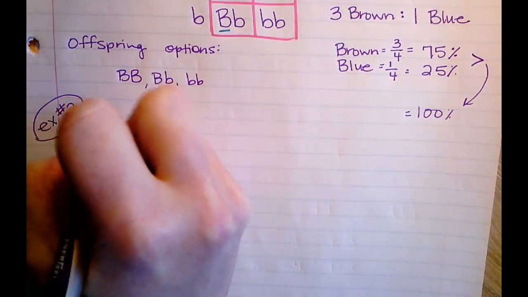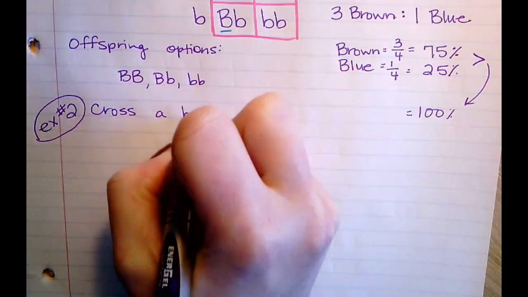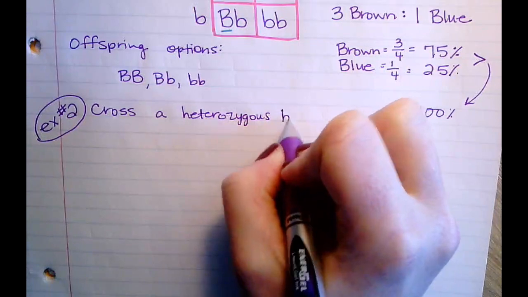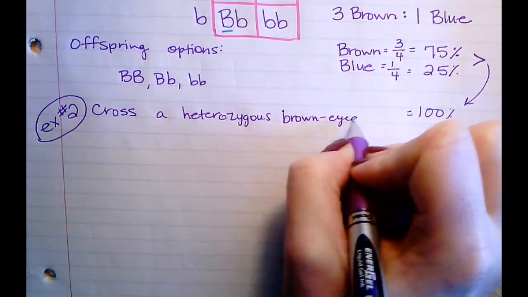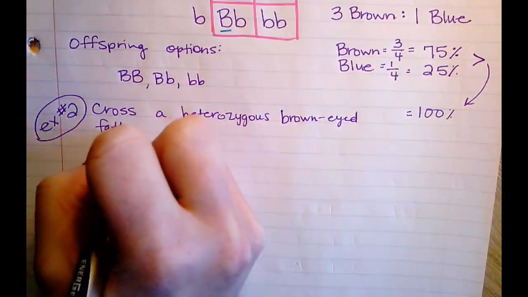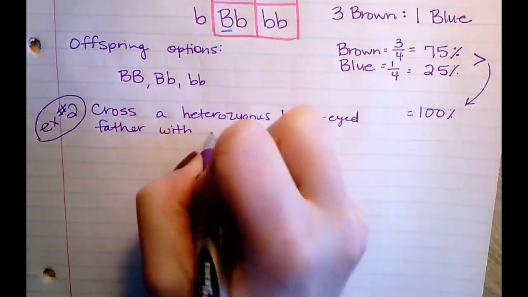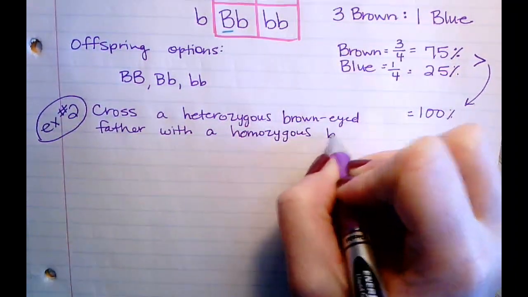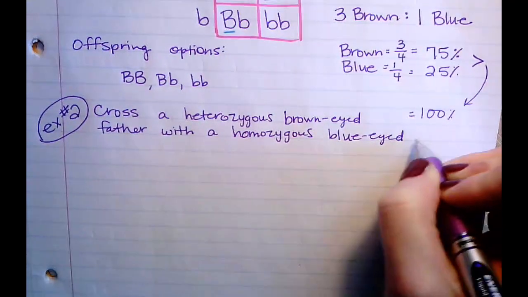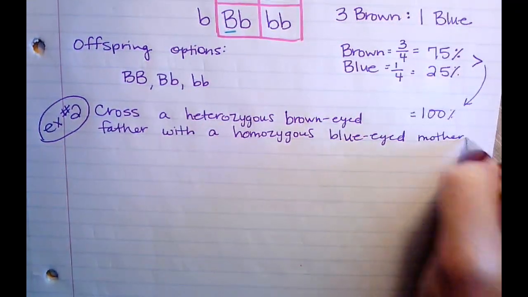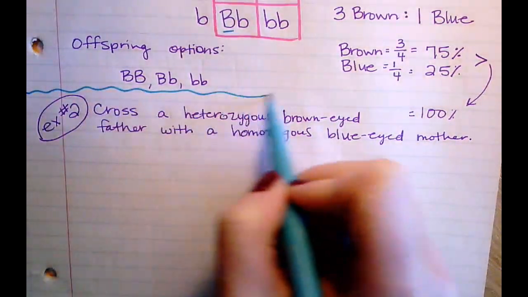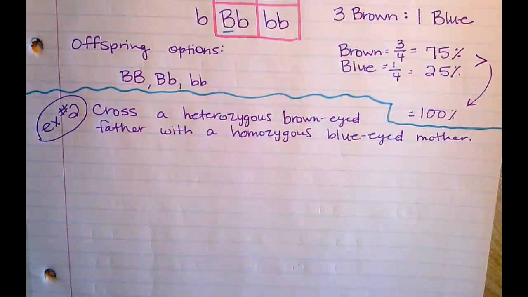Okay, you're going to cross a heterozygous brown-eyed father with a homozygous blue-eyed mother, okay? And I'm actually going to use a pen just to make a little separation between example 1 and 2, okay? So heterozygous brown-eyed father with a homozygous blue-eyed mother.